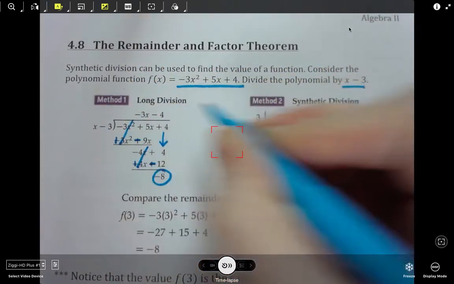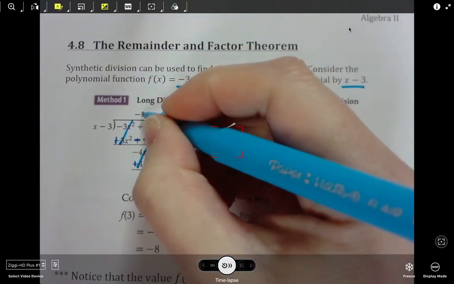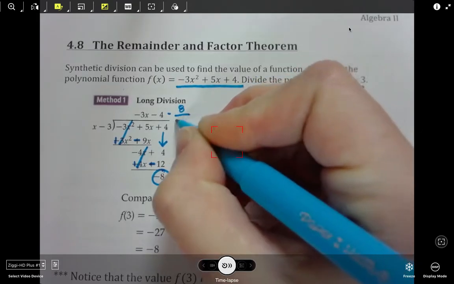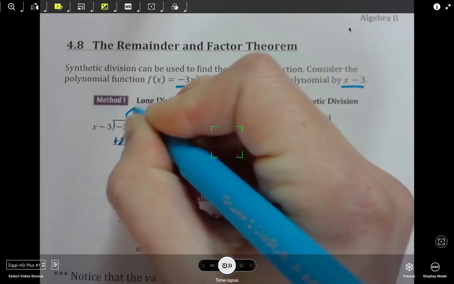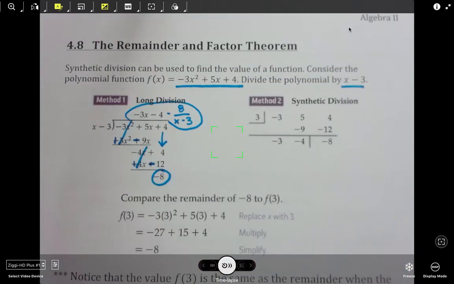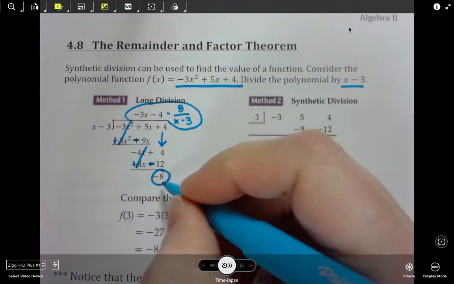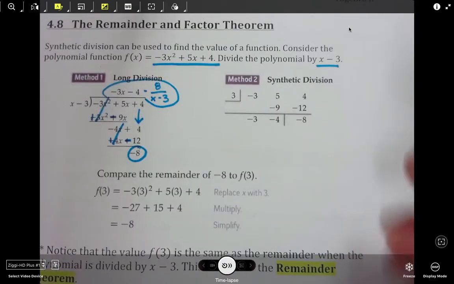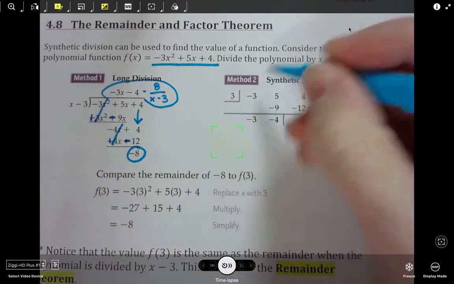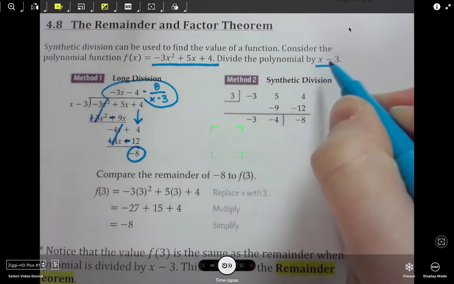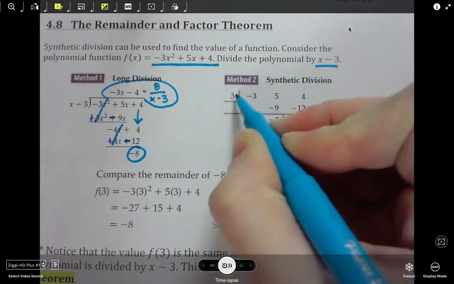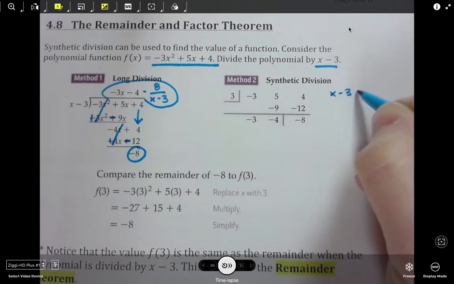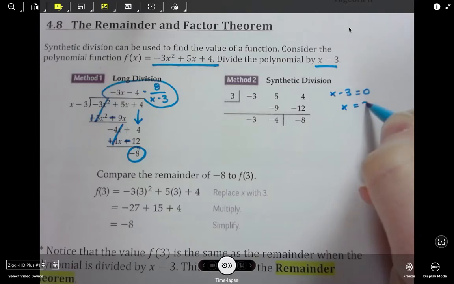So when I go to write this as my answer, the answer is negative 3x minus 4 minus 8 over x minus 3. That's how I'll write my entire answer for my long division. But the important thing to note here is that negative 8 is the remainder. For synthetic division, I'll go through kind of how they got this. With synthetic division, rather than putting minus 3 on the outside, it's actually plus 3, because you set x minus 3 equal to 0. So x actually equals a positive 3.